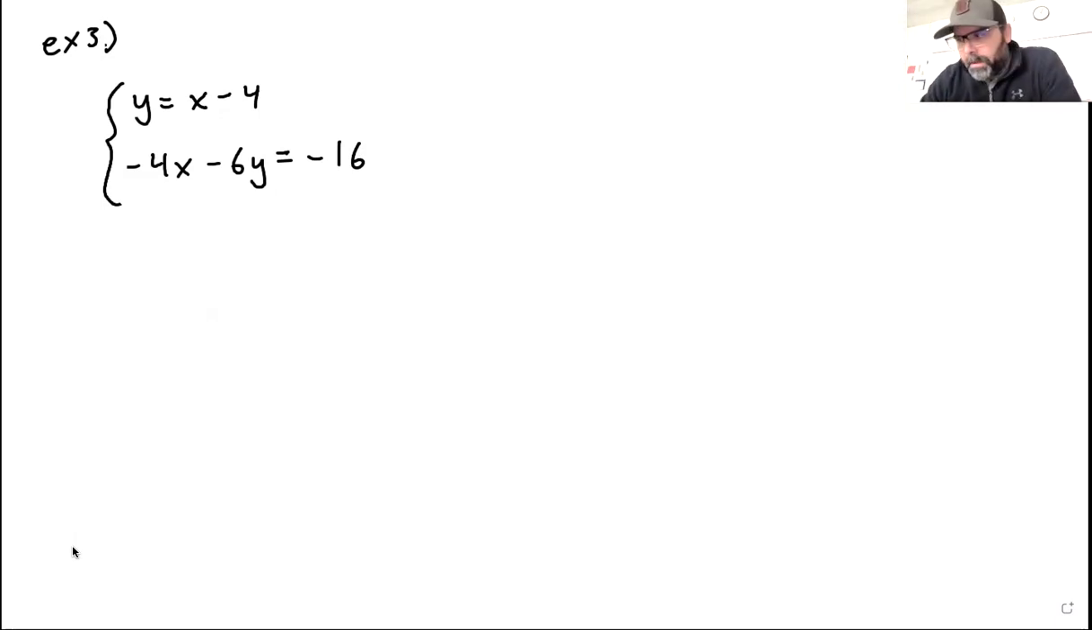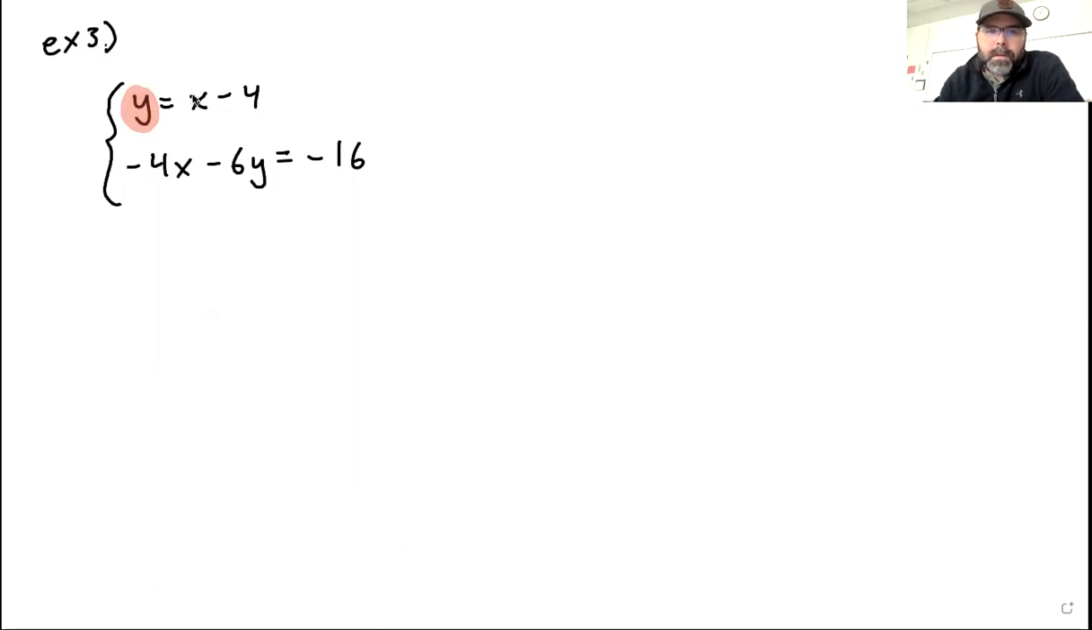Let's go through our checklist. First thing we want to check for, is there a variable that's already isolated? Yes or no? Yes, indeed. Usually there will not be, but for today, I didn't want to give you the really, really difficult ones. Today, all of them will have that first step done. So here is our isolated variable.